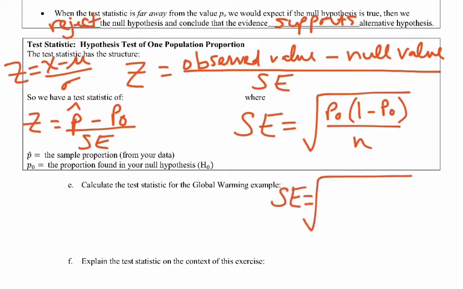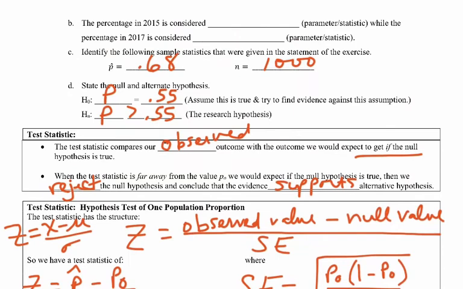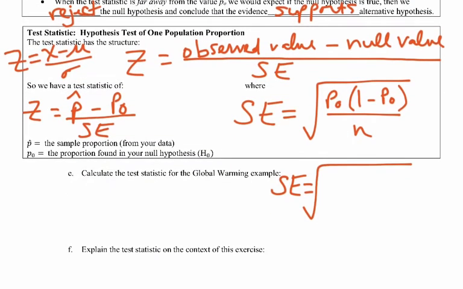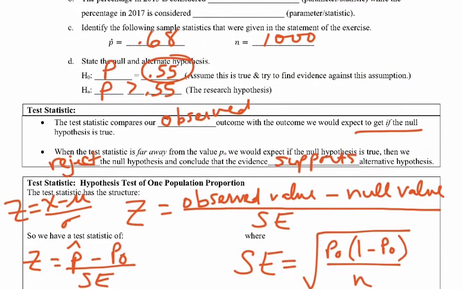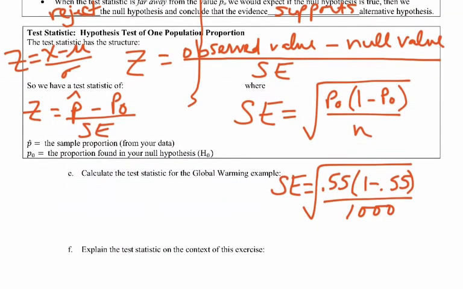It's going to be the square root of p naught, which, remember, was this number right here, our null hypothesis proportion. So 0.55 times 1 minus 0.55 divided by n, which was 1,000. Remember, our sample size was 1,000. Okay, and then let's compute that. I'm getting 0.01573 from my notes, so I think that's our standard error.